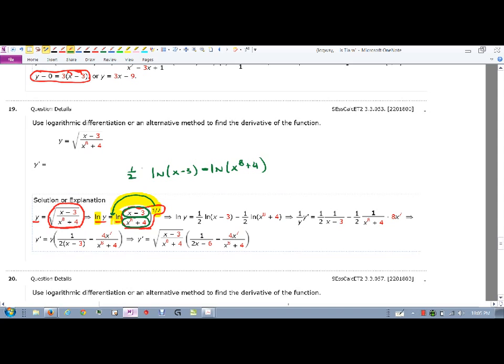Then we had a 1 half out front. That 1 half has to go to both. So you put 1 half here. So that's where they get this and this. And now you take the derivative implicitly on both sides.